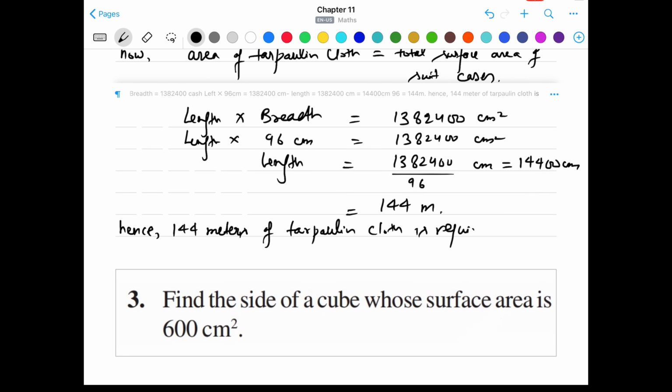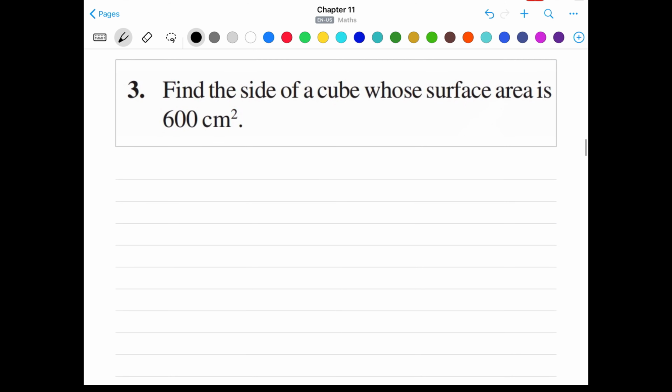That's the answer. So the length of the tarpaulin cloth required is 144 meters. That's the answer of question number 2 of exercise 11.3. Now moving to the next question, which is question number 3.